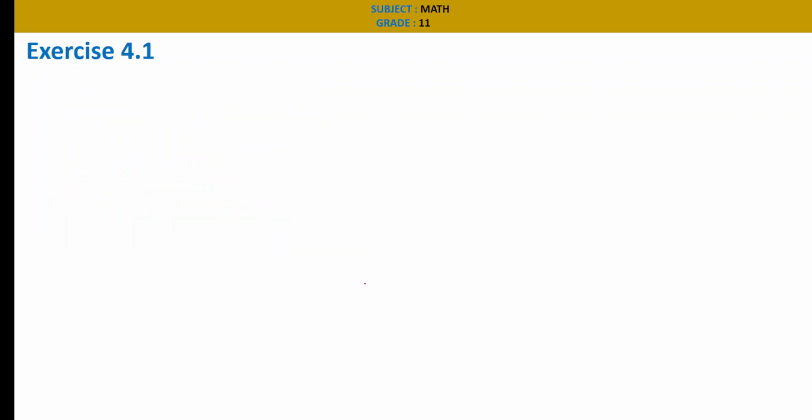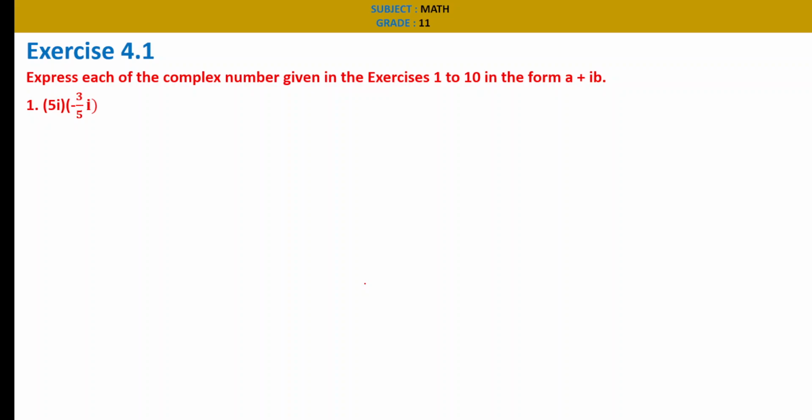Let us solve exercise 4.1, question number 1. Express each of the complex numbers given in exercises 1 to 10 in the form of A plus IB. So given a complex number, we have to express it in the form of A plus IB.